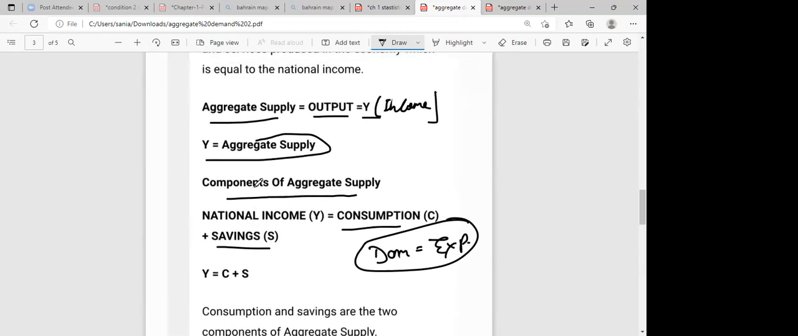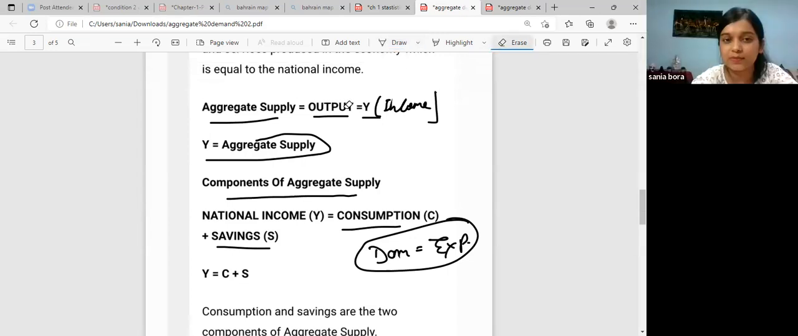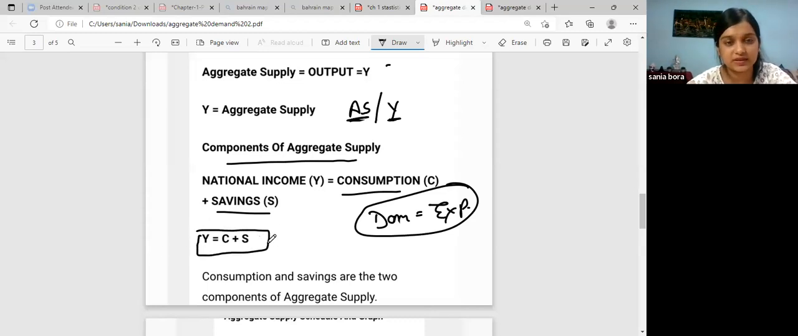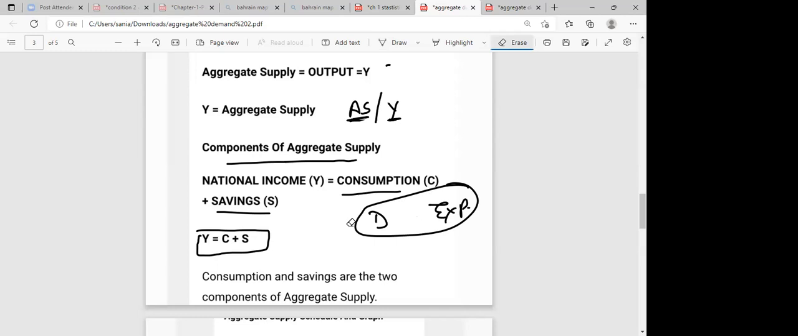Yes, ma'am. Okay. So you will first write: aggregate supply equals output equals income. And then you will write the heading components of aggregate supply. Whether you write AS, which is your aggregate supply, or Y, both are the same thing because you have already mentioned that Y, income, is equal to aggregate supply. So you will write: Y, which is your national income, equals consumption plus saving. That means this is the equation: Y equals C plus S. Clear? Yes, ma'am. So write it down.